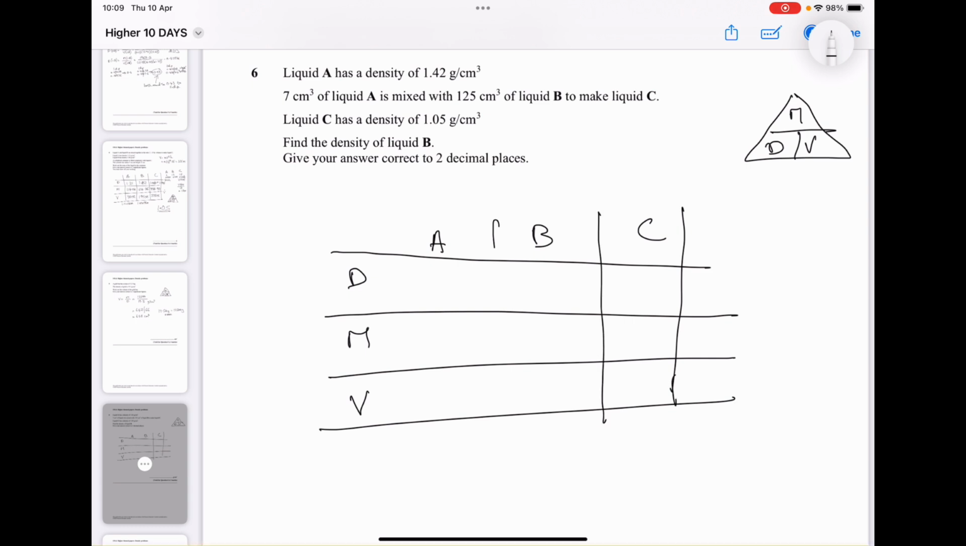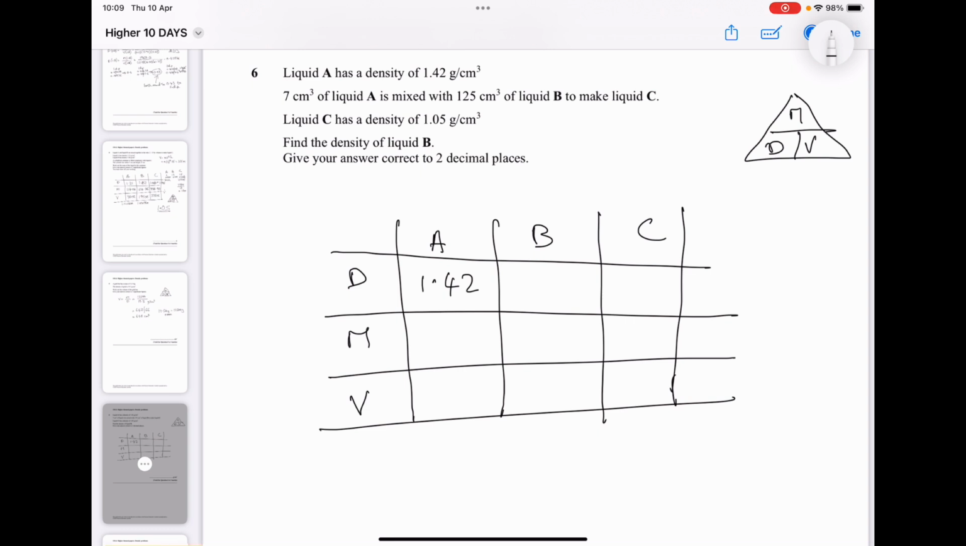Oops, not a very good table. So, liquid A, 1.42. Once again, just remember you cannot add or subtract the densities. You can add volumes and masses and subtract them as appropriate, but you cannot do that with the densities. So 1.42 grams per centimetre cubed of A.